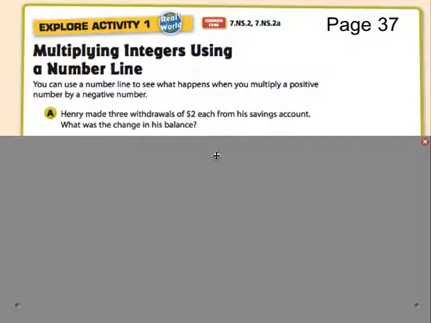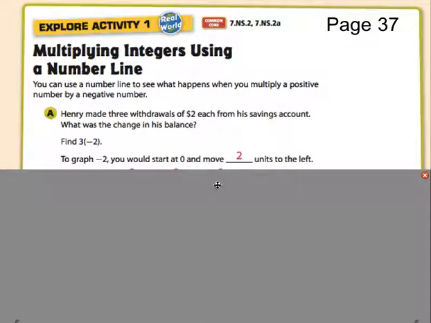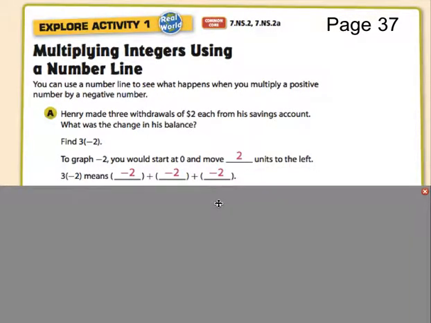Henry made 3 withdrawals of $2 each from his savings account. What was the change in his balance? So you're going to find 3 times negative 2. To graph negative 2, you would start at the 0 and move 2 units to the left. 3 times negative 2 means negative 2 plus negative 2 plus negative 2.